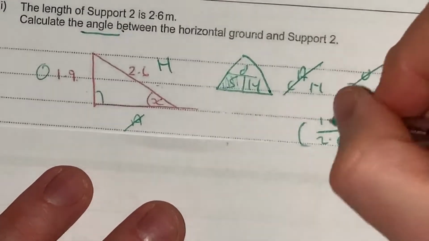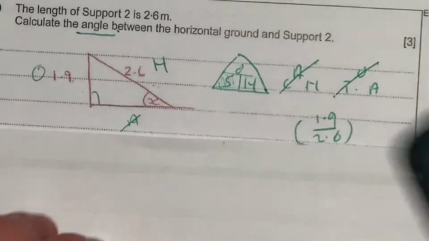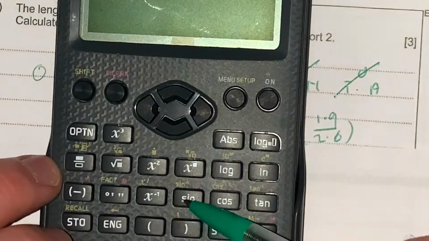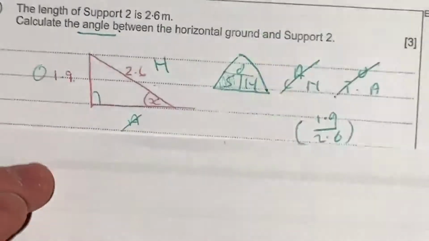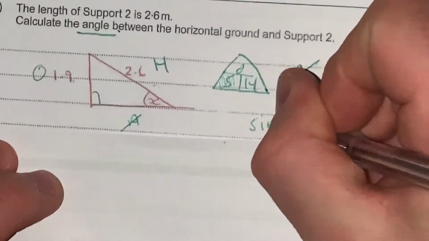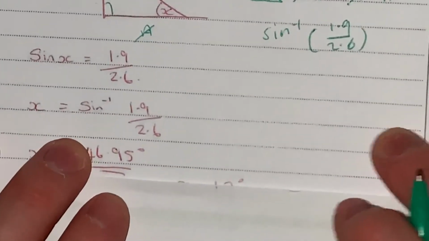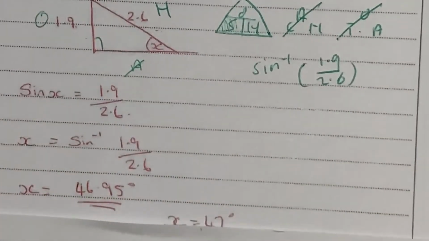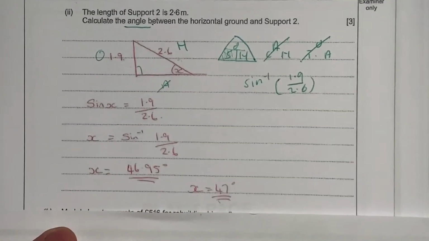1.9 divided by 2.6, but don't forget, you can't ignore the sine, the cos, or the tan. So if you can't remember in an exam, whenever you're trying to find the angle, just look above the buttons of sine, cos, and tan. You can see -1s. You have to then, only when you want to find an angle, use the -1 button. So it's in your calculator, type it the exact same way it's written there. It'll give you the answer of 46.95, which would round to 47 degrees. Okay. Quite a nice question for trig.